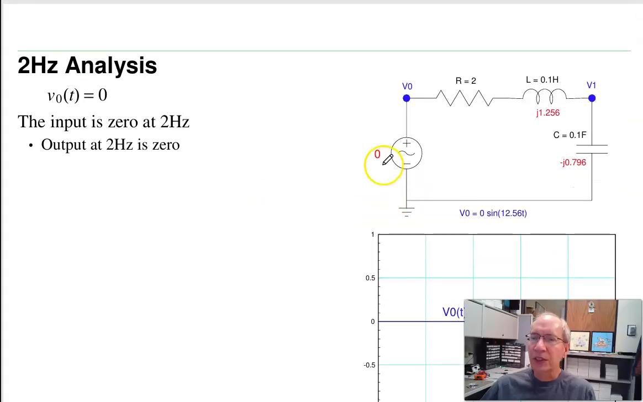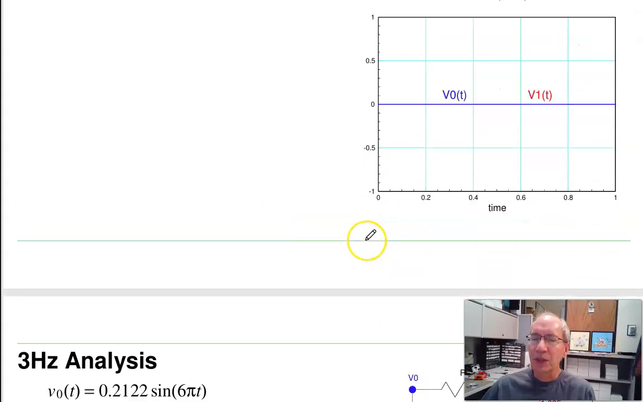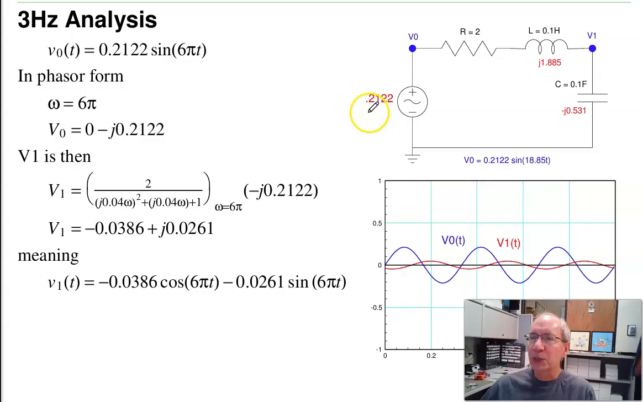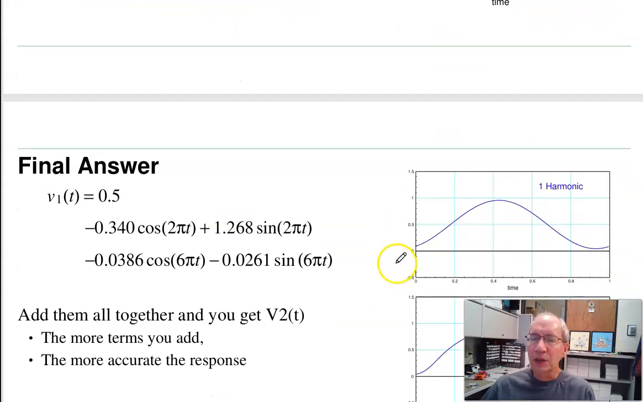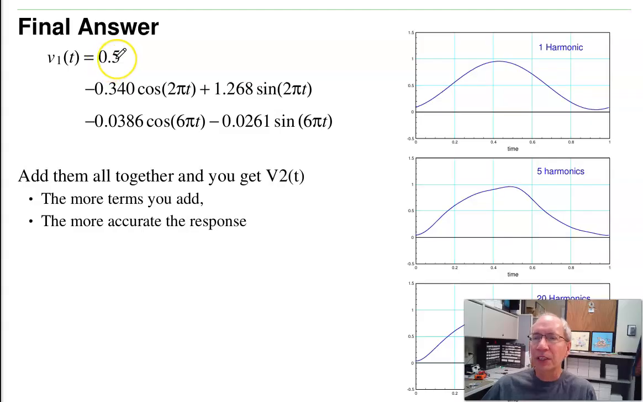At 2 Hz, there is no input, there is no output. At 3 Hz, the input is 0.22 sine, so it becomes minus j 0.2212. Here's the inductor, j omega L, capacitor, 1 over j omega C. Do voltage division, find V1. Real part's cosine, minus j is sine. The total answer then is the sum of the three. I've got a DC term plus 1 Hz plus 3 Hz.